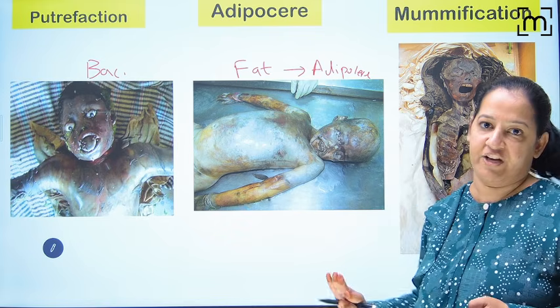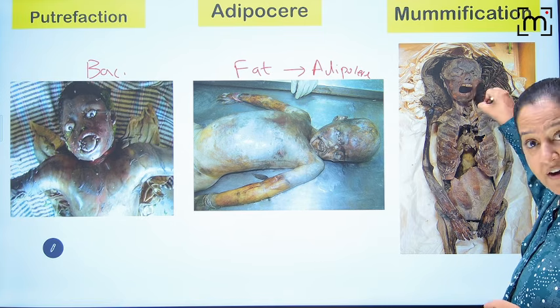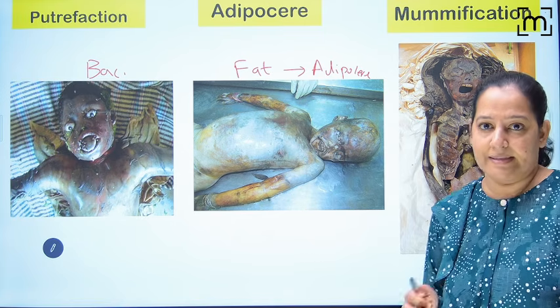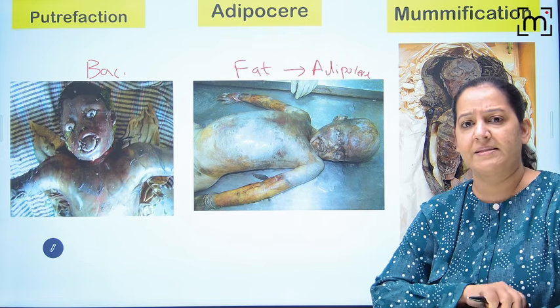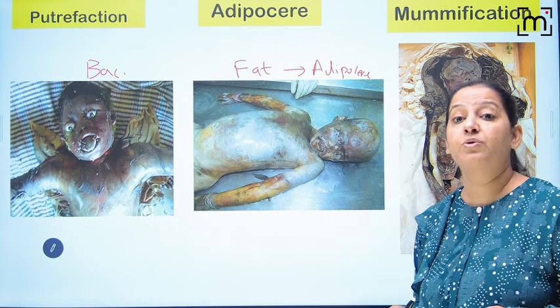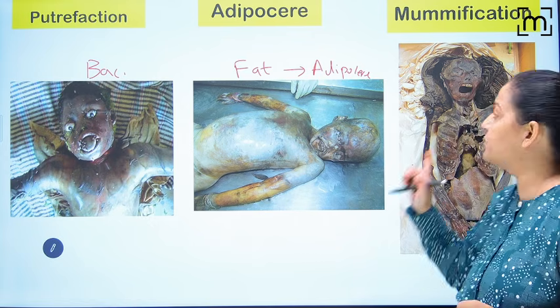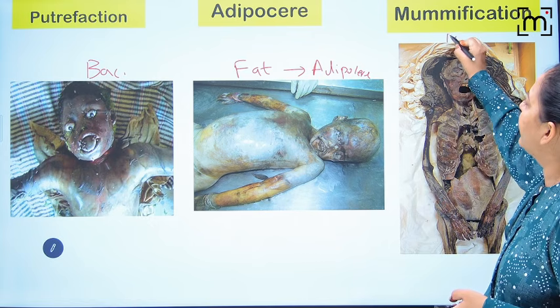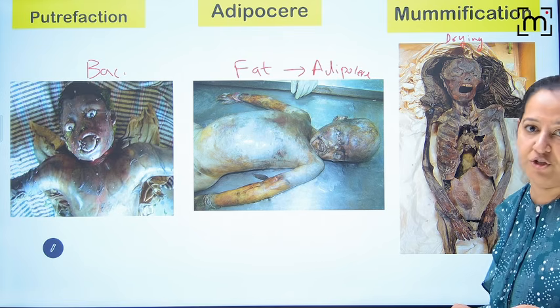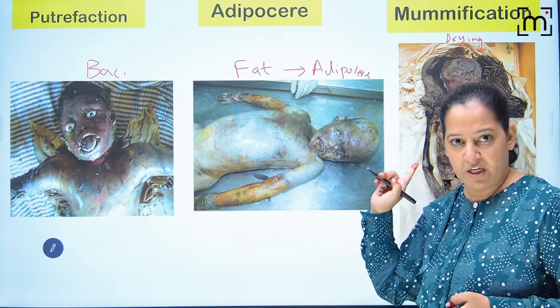So these two are the modifications of putrefaction. They prevent putrefaction. Again, here facial expressions are retained even after years and thousands of years. We got the mummies, na? Deep burial mummies in history, you may have read it. So mummification is due to drying or dehydration. One word you learn here: drying or dehydration of the dead body because of evaporation of water. You got the three definitions.